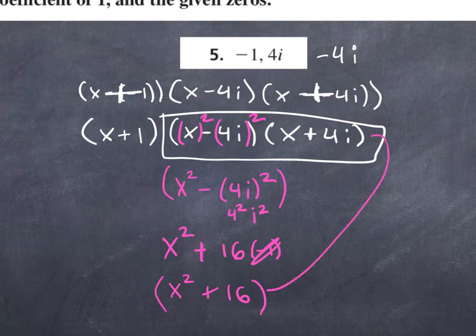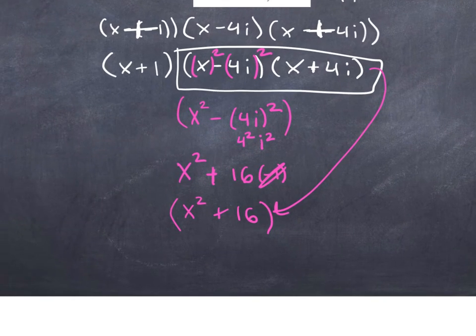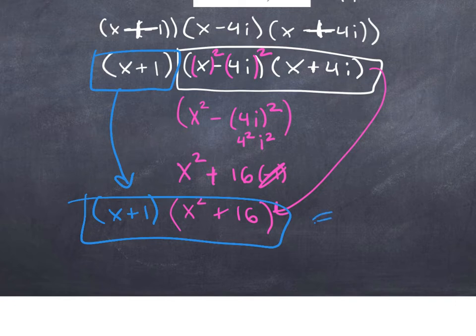All right, so we just multiplied all of this out and got this. What do we do next? Multiply by x plus 1. So we're going to bring that one down here. Here we have a binomial times a binomial, so we can just FOIL these out. So x times x squared gives us what? And then x times 16, 16x. 1 times x squared is just x squared, and 1 times 16 is 16.